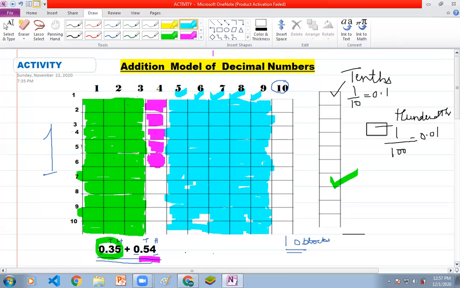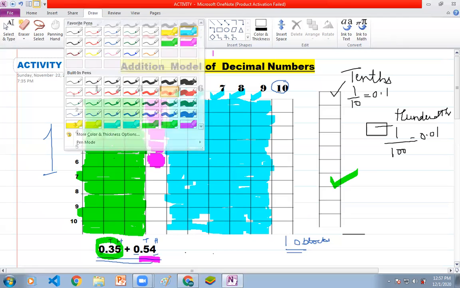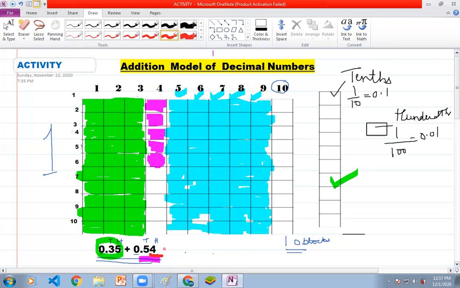Now in the same way, we have to represent the hundredths place also. So for it I need to again shade. How many hundredths do we have to shade? 4. So I'm shading over here 1, 2, 3 and 4. Okay, I have done it. Both the decimal numbers I have represented on a graph paper. Now I need to count and get the result, right? So for it I will write the equals to sign because I am going to get the answer on a graph paper.